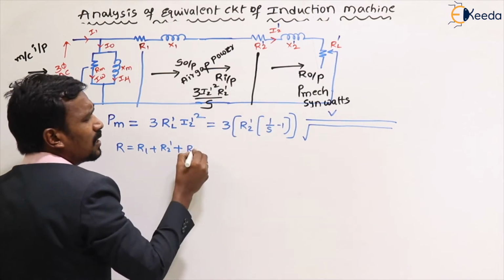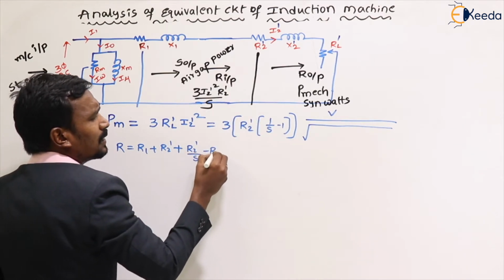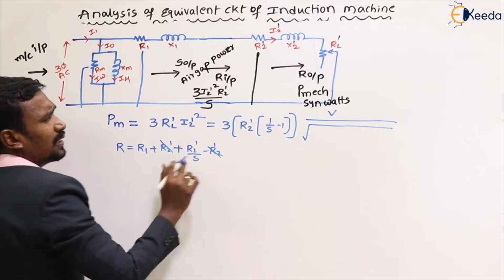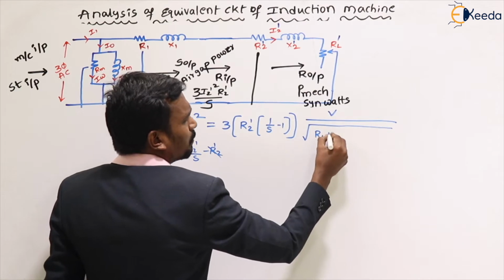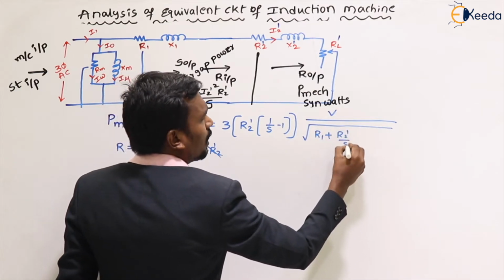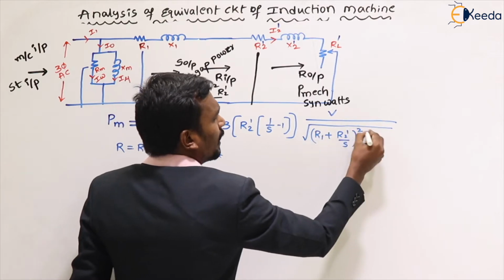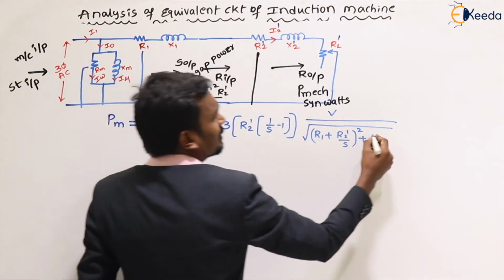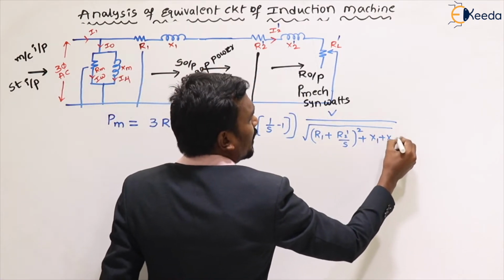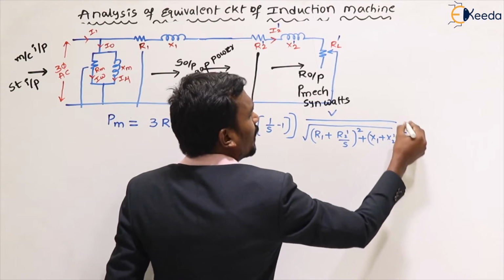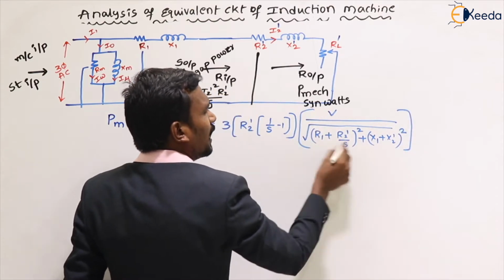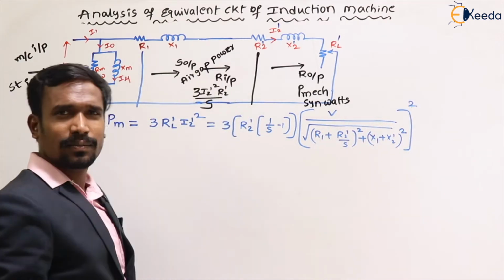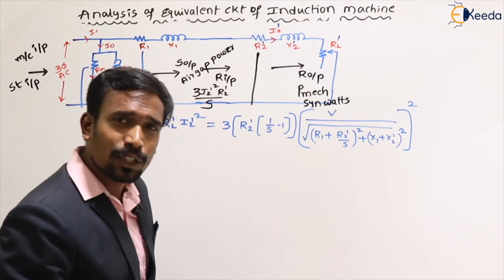What is R_L'? R2'/S minus R2'. R2' gets cancelled. So finally the total resistance is R1 plus R2'/S, whole squared. This is the total resistance. And what is the total reactance? X1 plus X2', whole squared. This is I2' actually, but we want I2' squared. Have you an idea now?